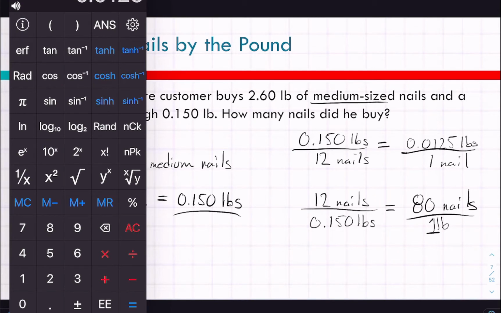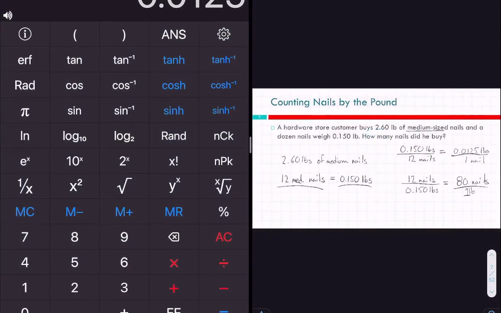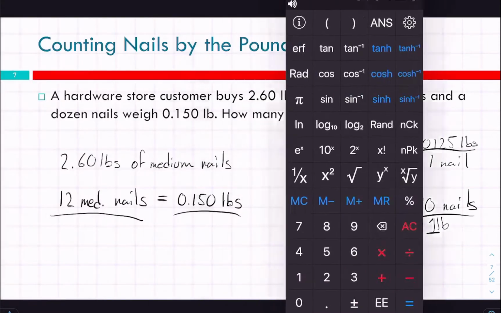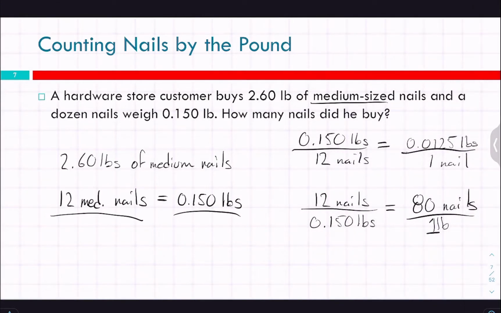The screen looks flipped because the aspect ratio of the screen is weird. So it's 0.0125. Why would you flip the 80? To make it a little easier to work with, because you can use either one. We can do this both ways, and this works for all conversion factors, by the way.